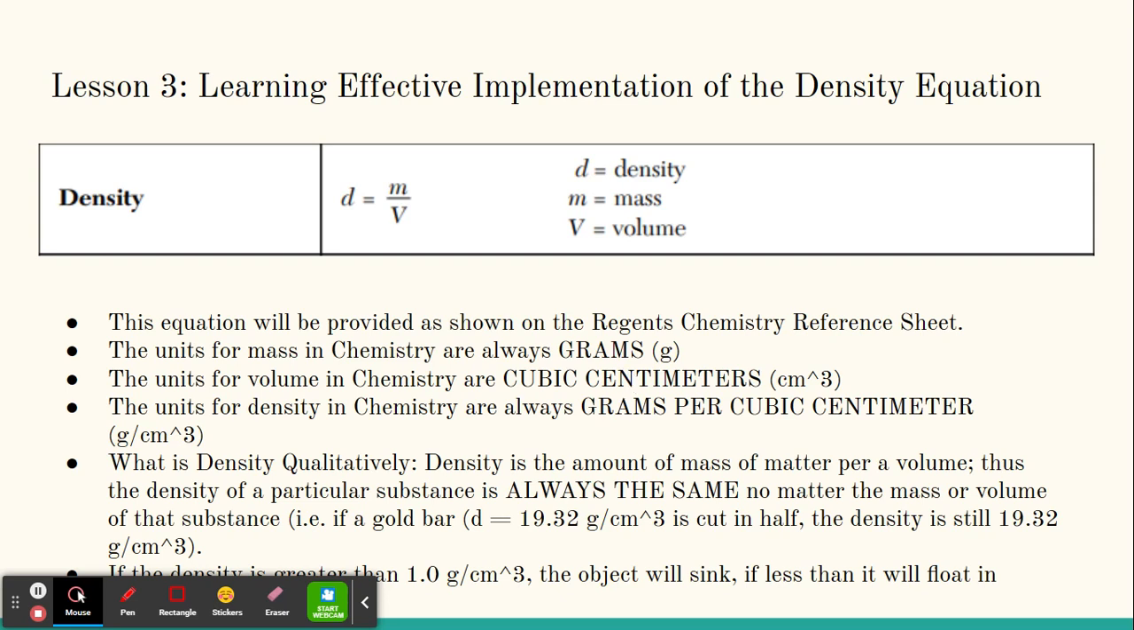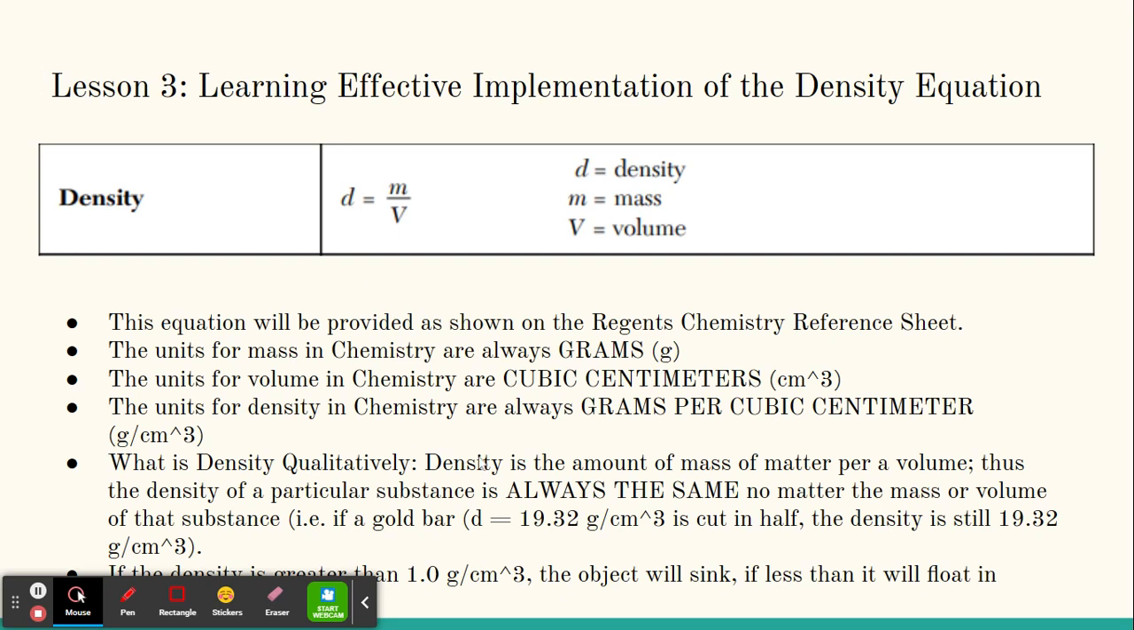Density from a qualitative perspective is the amount of mass of matter per a volume. The density of a particular substance is always the same no matter what the mass or volume of that substance is. If we had a gold bar with a density of 19.32 grams per centimeters cubed, and we cut that gold bar in half, the density would still be 19.32 grams per centimeters cubed, because when we cut the gold bar in half, the mass will be halved, but the volume will also be halved. So when we do the computation, the density will still be the same.